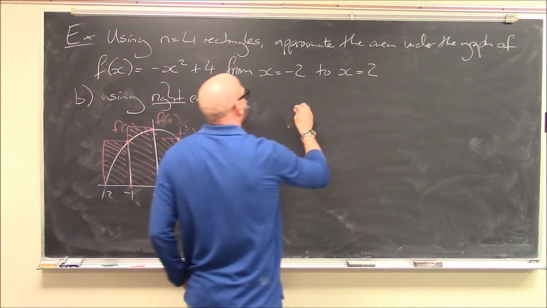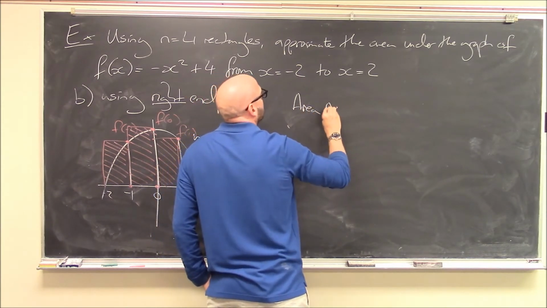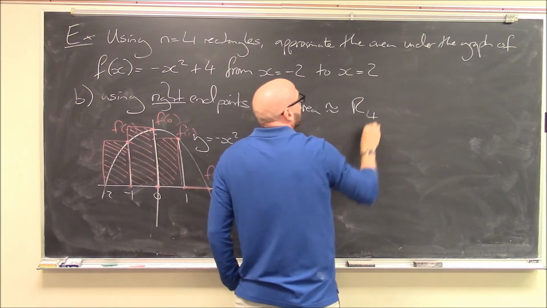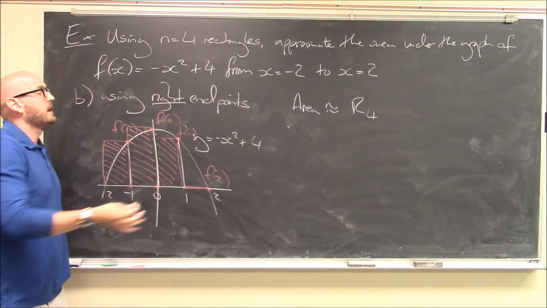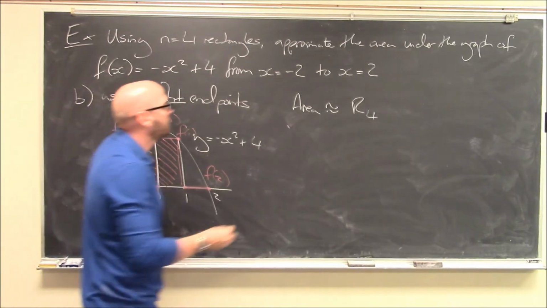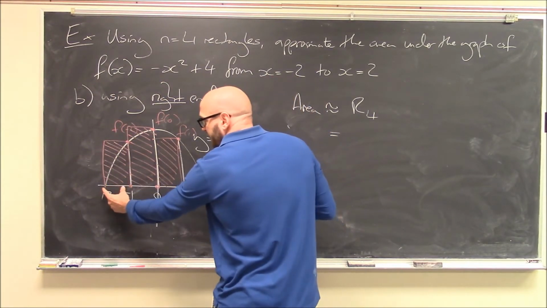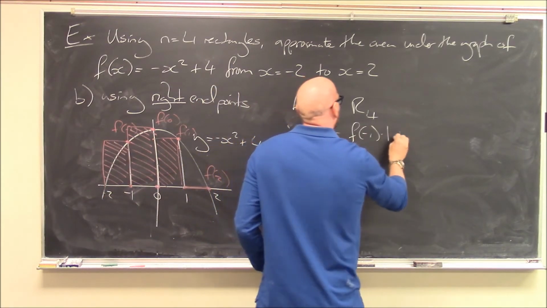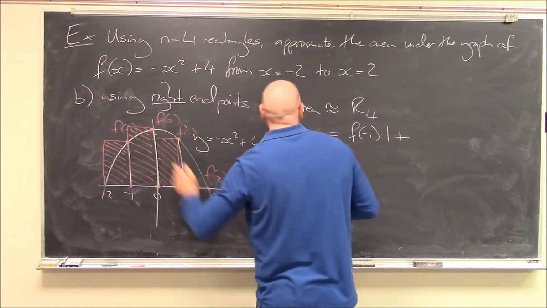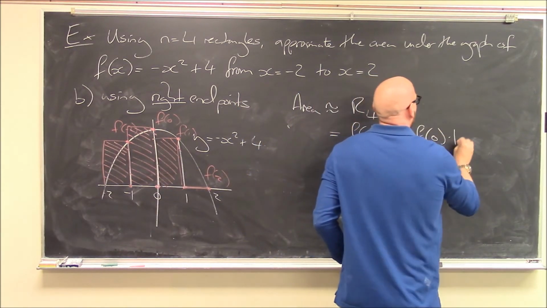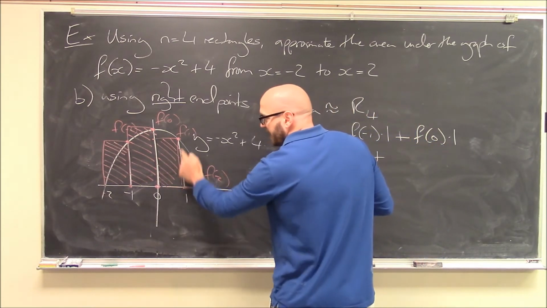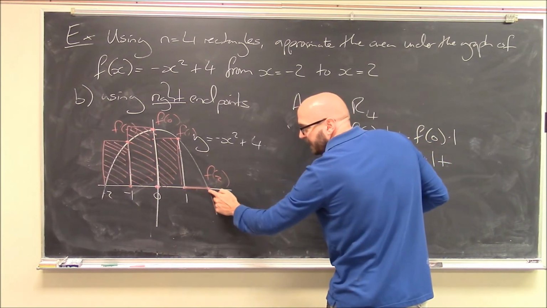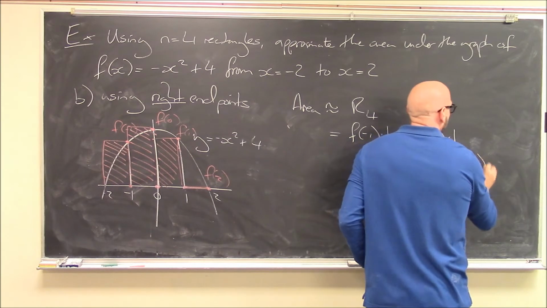So our area is approximately, using the same notation as last time, but now with right-hand endpoints, so I'll call it R sub 4. R for right, sub 4 for the fact that I have 4 rectangles. And what will this be? This will be the area of the first one, height f of minus 1 times the width, which is 1, plus the area of the next one, height f of 0 times 1, plus the next one, height f of 1 times 1, plus lastly the height of this guy is f of 2 times the width, which is 1.